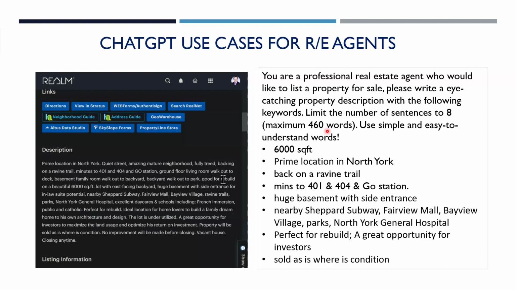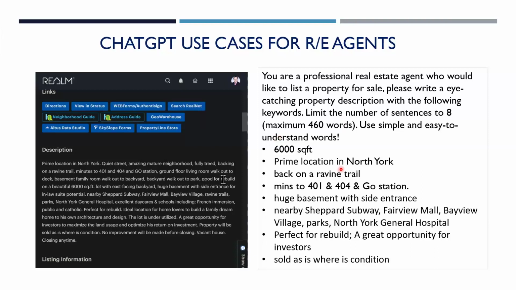Okay, so in my example here, I asked ChatGPT to give me simple and easy-to-understand words, an eye-catching sentence, and then a description of this property. So the keyword for this property is 6,000 square feet, about the interior size. You don't even need to mention it. Just give them the keyword, and then GPT will do the job for you.